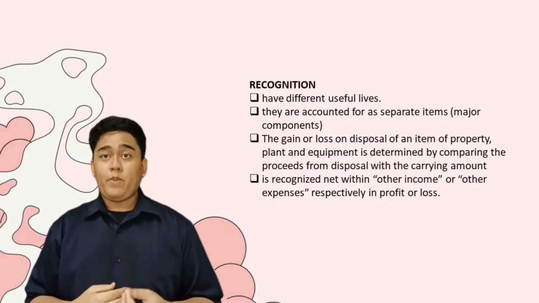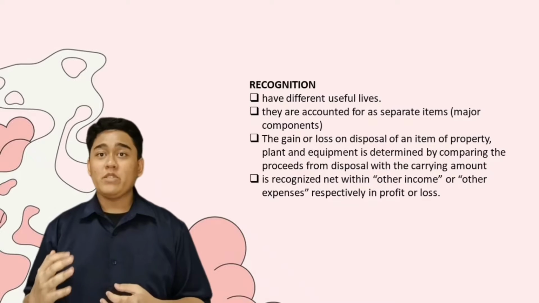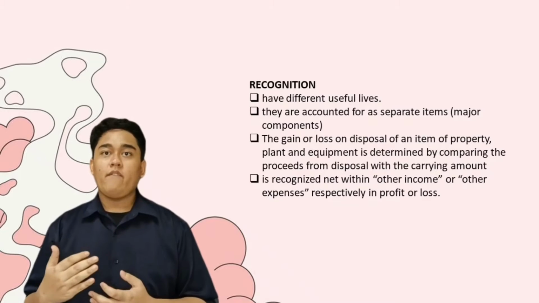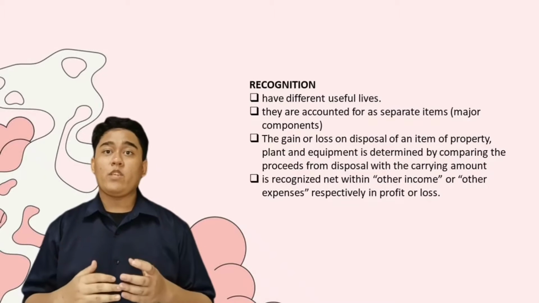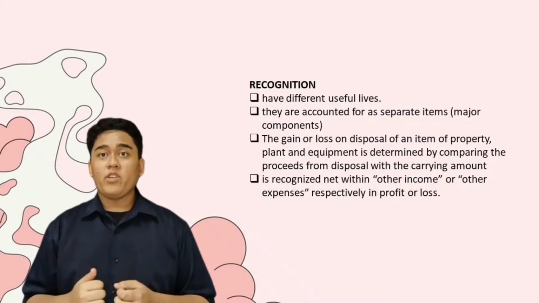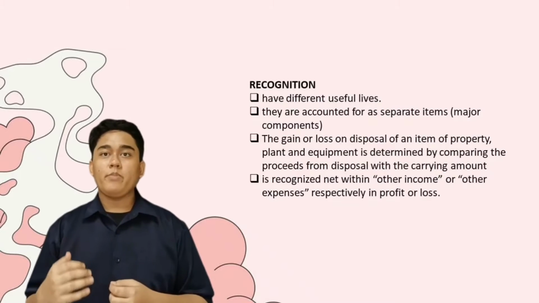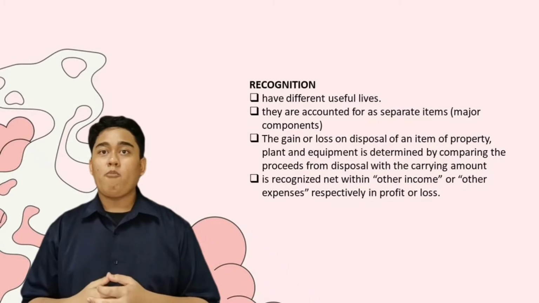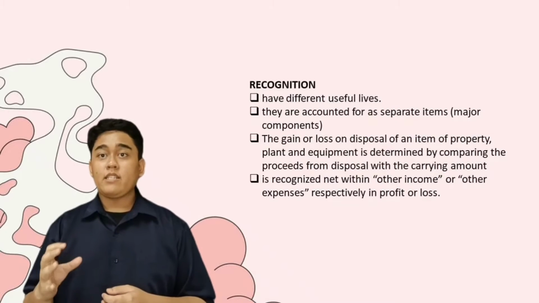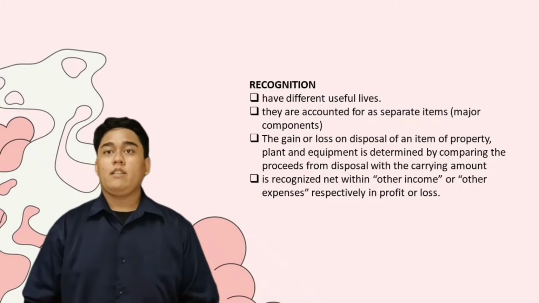When a significant part of an item of property, plant and equipment has a different useful life, it is accounted for as a separate item or major component of property, plant and equipment. The gain or loss on disposal of an item of property, plant and equipment is determined by comparing the proceeds from disposal with the carrying amount of property, plant and equipment, and is recognized within either income or other expenses respectively in profit or loss.